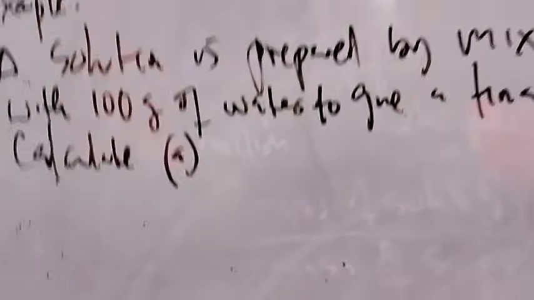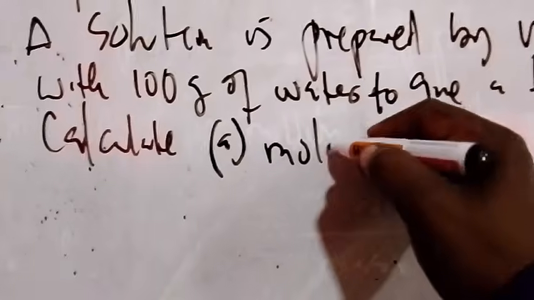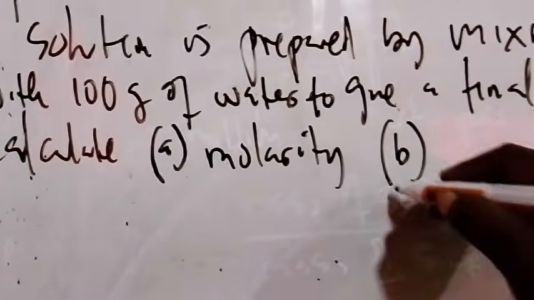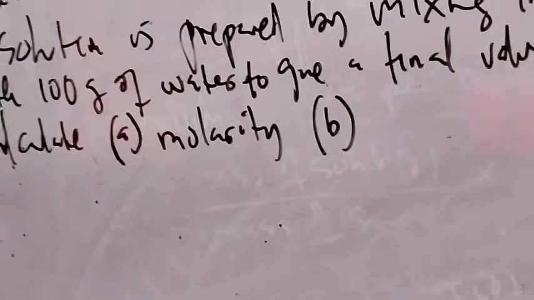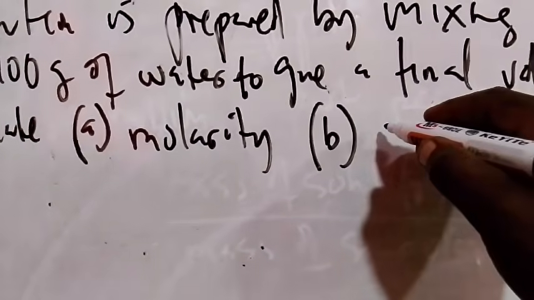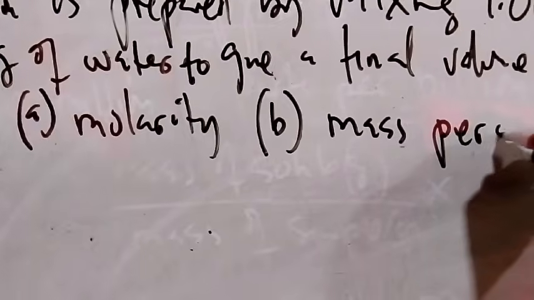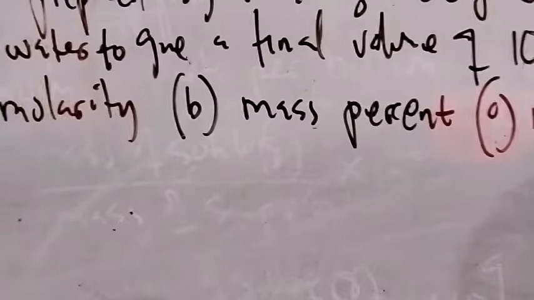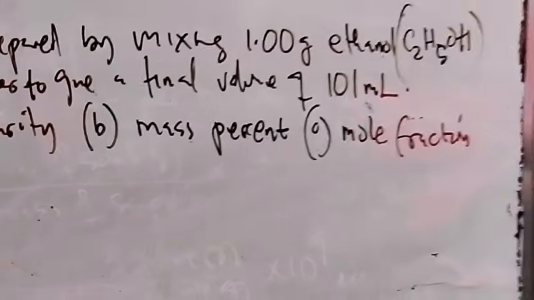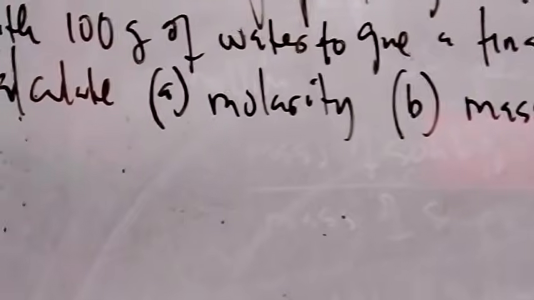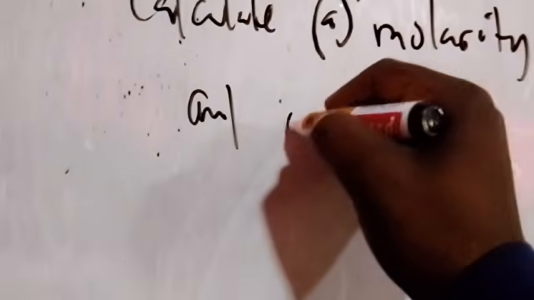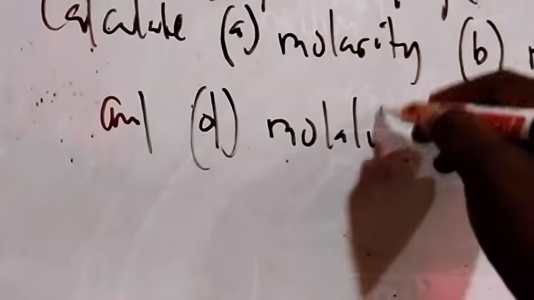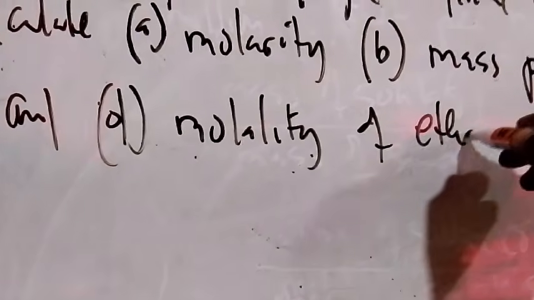Calculate A, molarity; B, mass percent; C, mole fraction; and D, molality of the ethanol solution. So let's start with the mass percent.